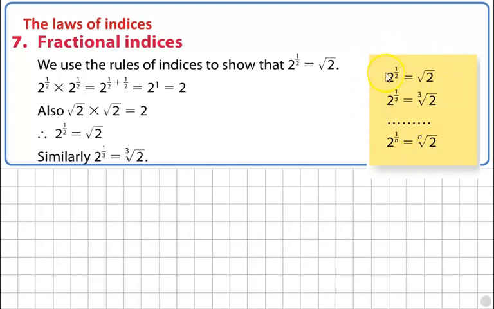So over here in our yellow box, 2 to the power of a half is equal to the square root of 2. 2 to the power of a third is equal to the cube root of 2. So the rule is 2 to the power of 1 over n is equal to the nth root of 2.